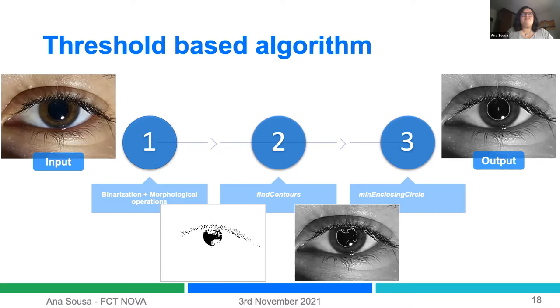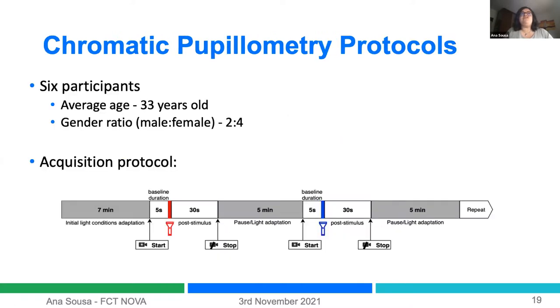The third part of this project is the acquisition protocol. So basically, we are trying to stimulate those particular cells that I was mentioning in the beginning, in the background, those intrinsic photosensitive retinal ganglion cells. We know that they have a different response to blue light because they are more sensitive, as I said. So the protocol that we are using is represented here. We do some initial adaptation to the light conditions. We then start recording. We record 5 seconds just to get the baseline size of the pupil.